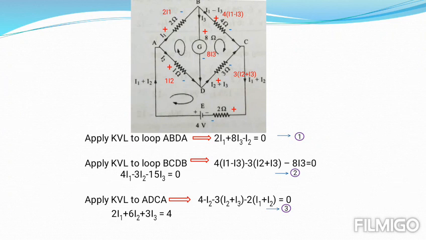Here we have considered the two loops ABDA and BCDB, which have got no sources, but the third equation we are going to select should have a source. Otherwise, the right hand side for the three equations becomes equal to 0. That leads to no solution. Hence, it is compulsory for us now to take the third loop, which consists of the source. Hence, I am considering here the loop ADCA. Now apply KVL to that. We get 4 minus I2 minus 3 into I2 plus I3 minus 2 into I1 plus I2 is equal to 0. After simplification, we get 2I1 plus 6I2 plus 3I3 is equal to 4.